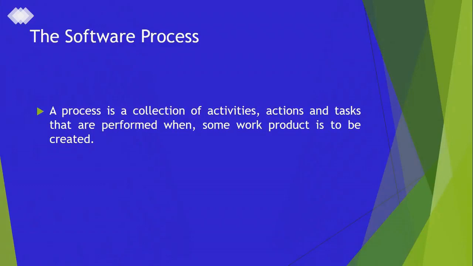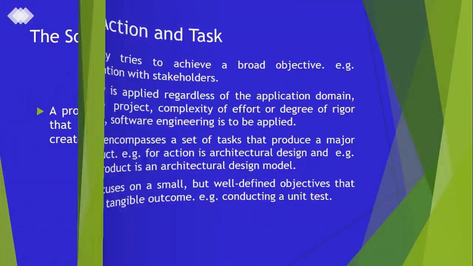The student has to write 10 such programs to complete a record. Here, each program is a task. Whether it is a software process or a general process, the definition is the same. Now, see the definition of a process. A process is a collection of activities, actions and tasks that are performed when some work product is to be created.